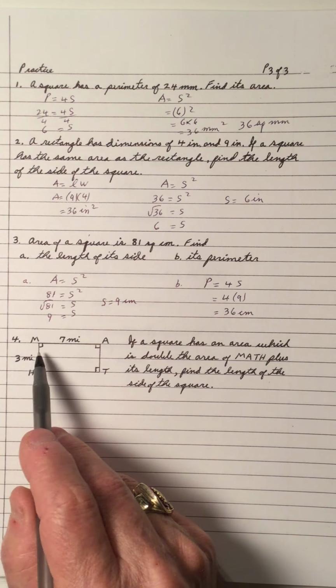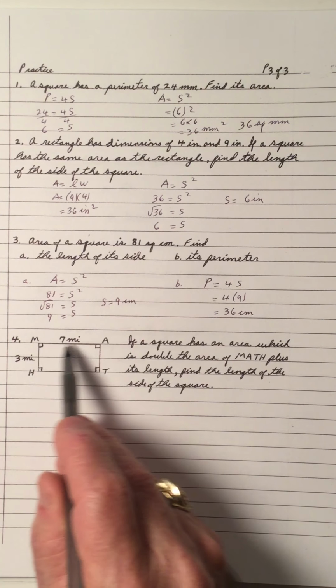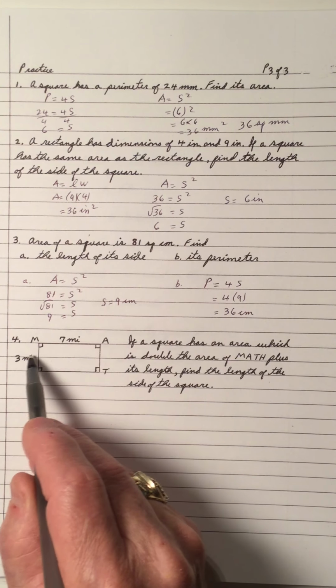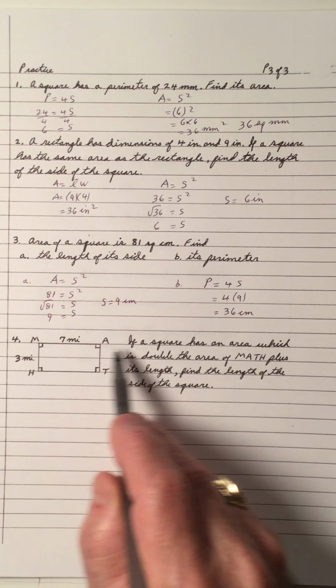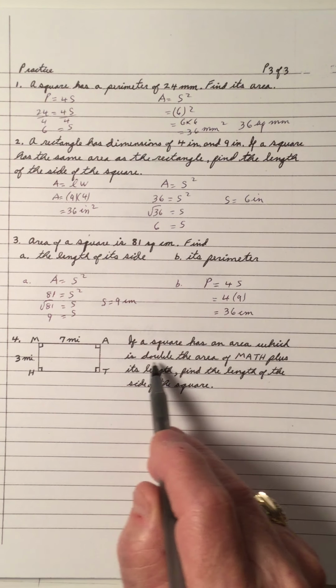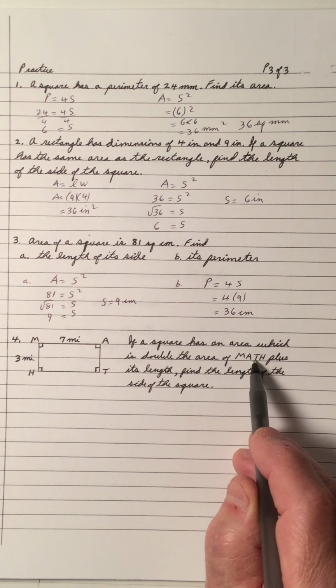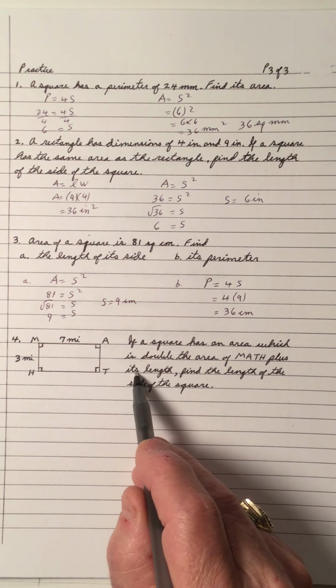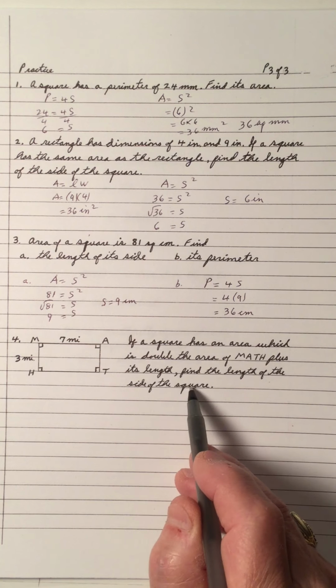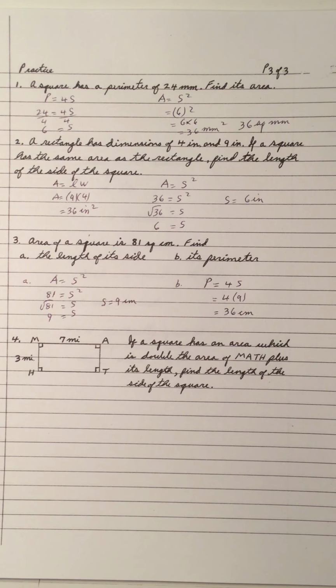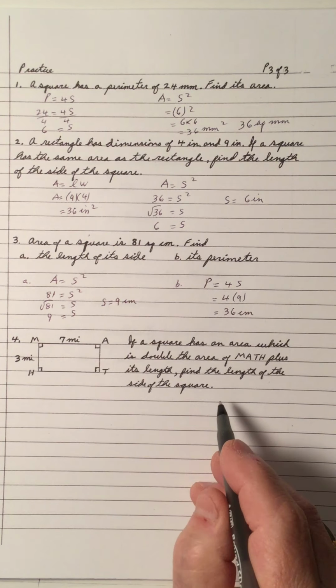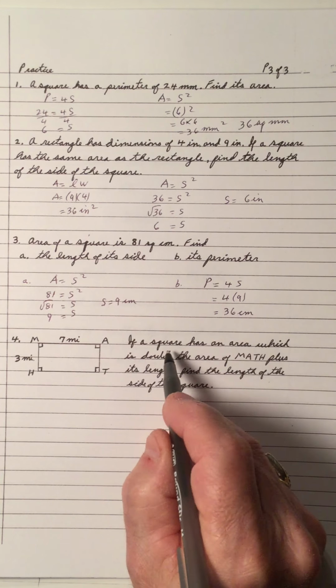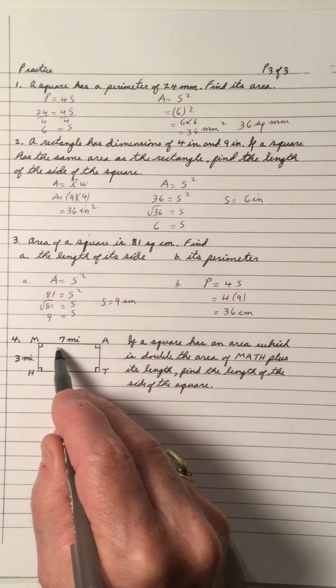Number 4, we have what looks like a rectangle here. 4 angles are right angles. And we've got a length of 7 and a width of 3. If a square has an area which is double the area of this rectangle, plus its length, find the length of the side of the square. So when we say double area plus the length, we mean numerically. So the square has an area double the area of the rectangle.